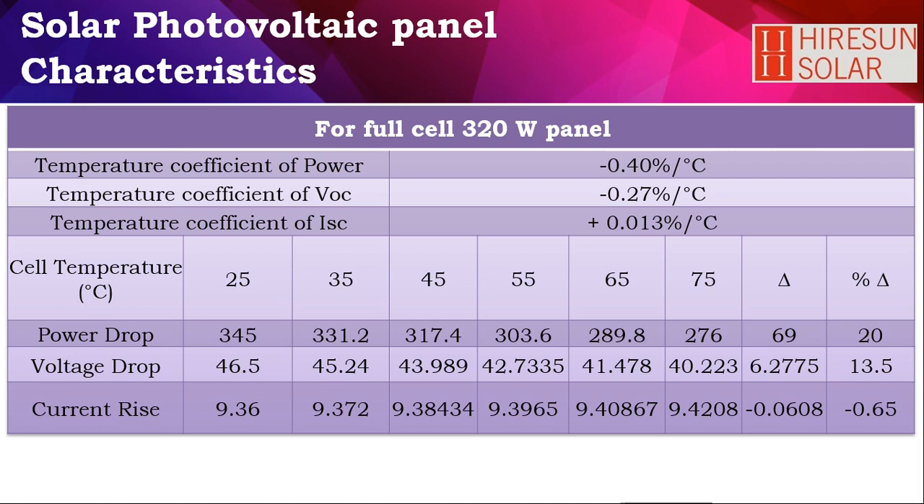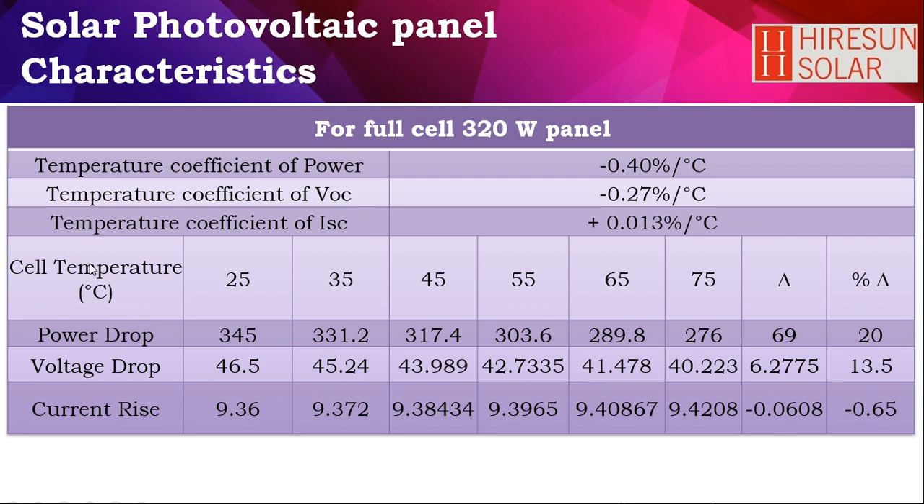If we are considering the full cell panel of 320 watt, these are the temperature coefficients of power, voltage and current. This is degradation in the power, minus 0.40% per degree centigrade. Similarly, voltage and current. Obviously, the current will rise in this case because the temperature is creating the dominating effect for the voltage and the radiation is creating the dominating effect for the current.